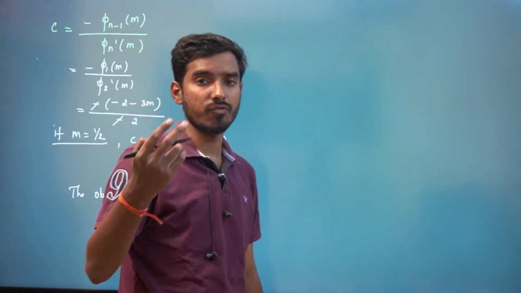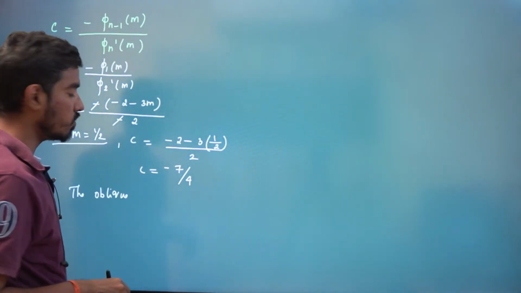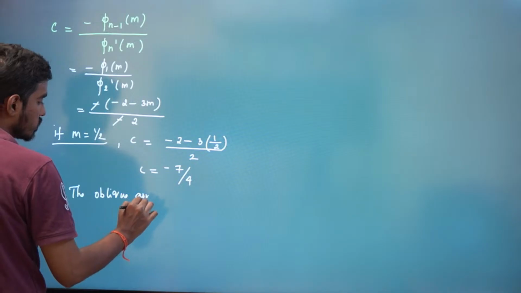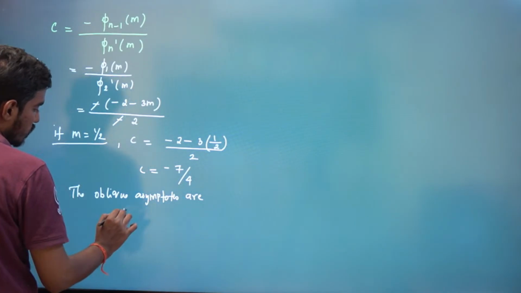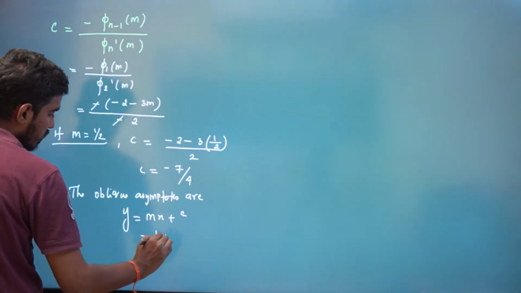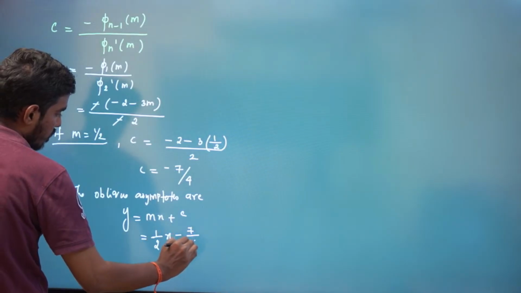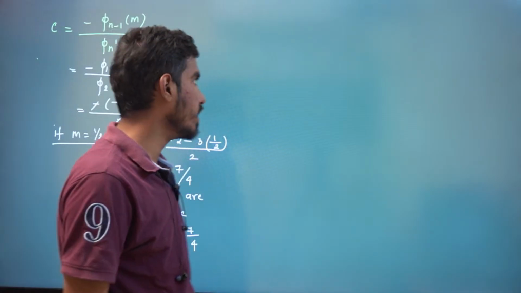Suppose if there are two values of m, you substitute another value of m and find another corresponding c for that. The oblique asymptotes are given by y is equal to mx plus c, and y is equal to 1 by 2x minus 7 by 4. This is one of the asymptotes to the curve which is not parallel to x-axis or y-axis.